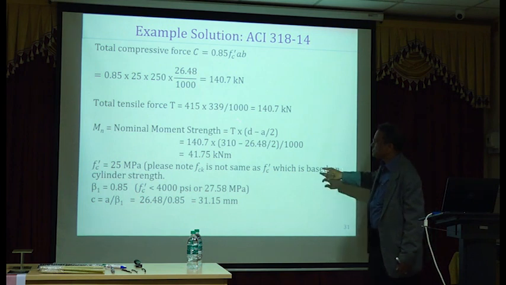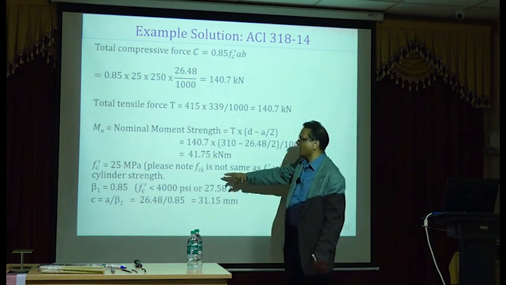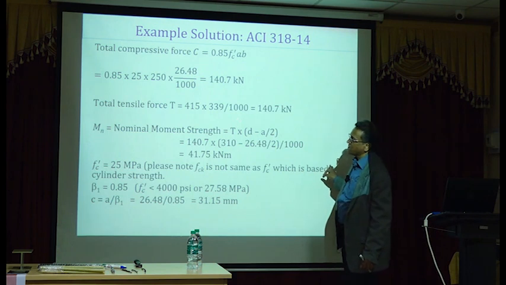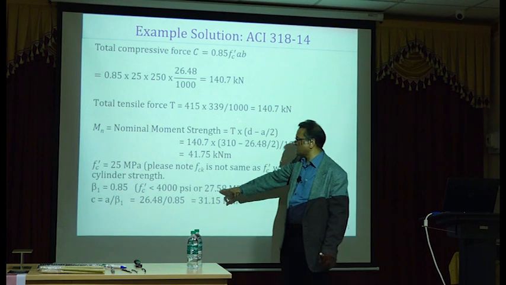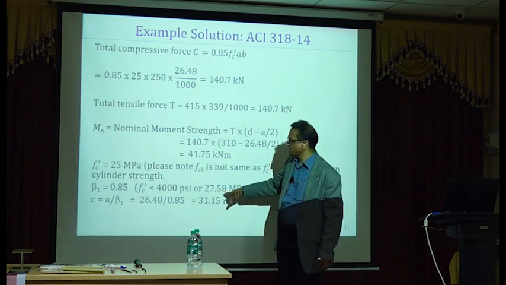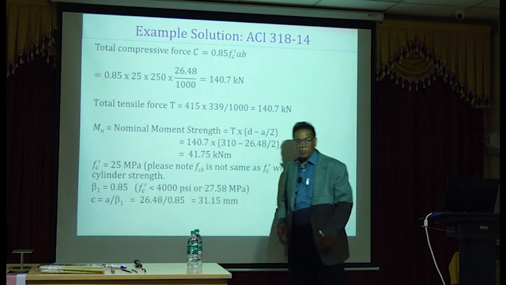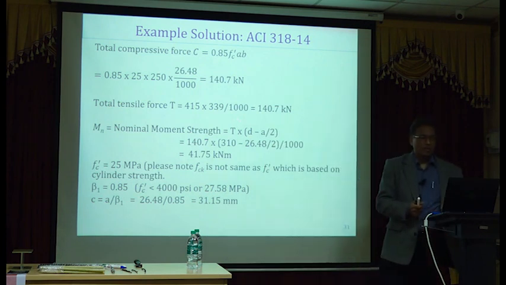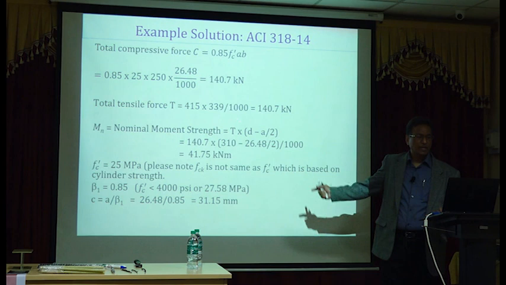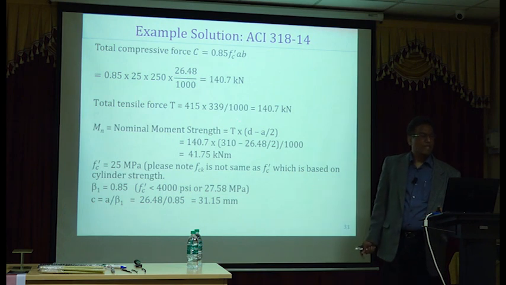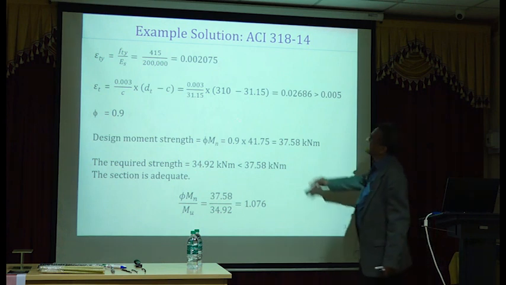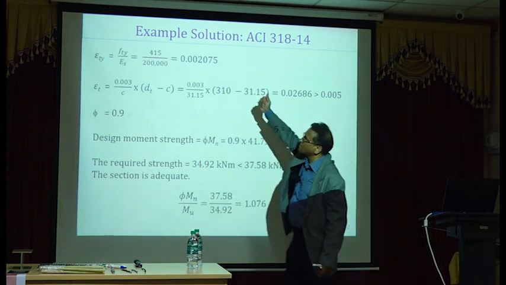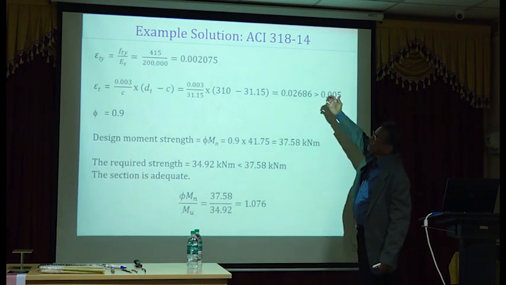Also fck is not the same as f'c. Beta 1 is 0.85 because f'c is less than 27.58. So c equals 31.15. If you have your slides, you can follow this quite easily. And then you need to find epsilon Ty, which is 0.002 approximately for 415 MPa steel.